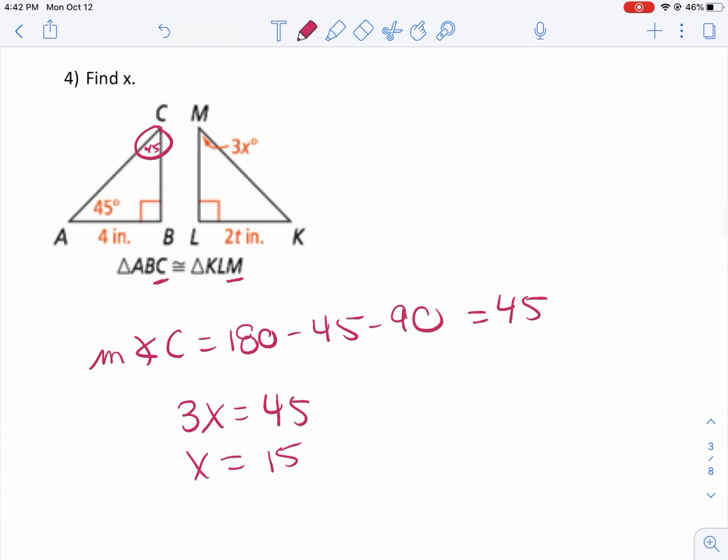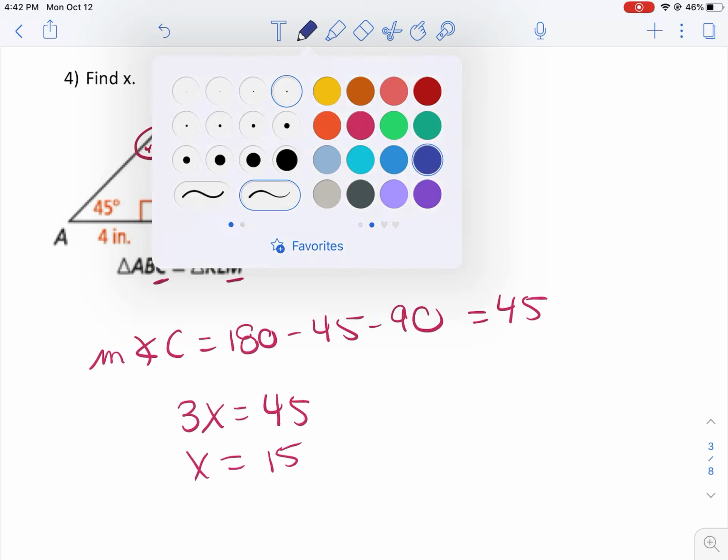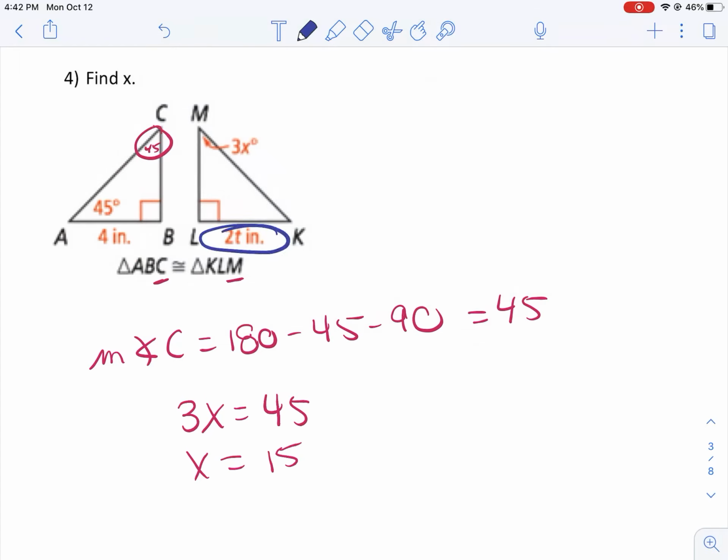If we were asked to find t in this picture, I can see that 2t is representing LK and 4 is representing AB, and those are corresponding parts. So 2t must equal 4, so t equals 2.